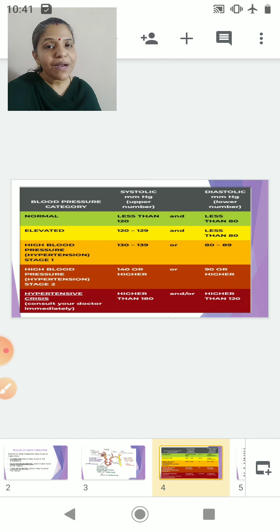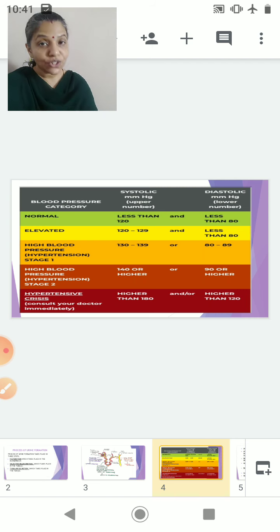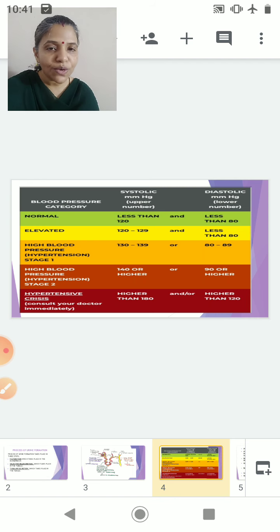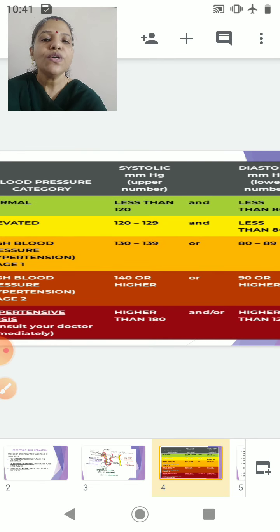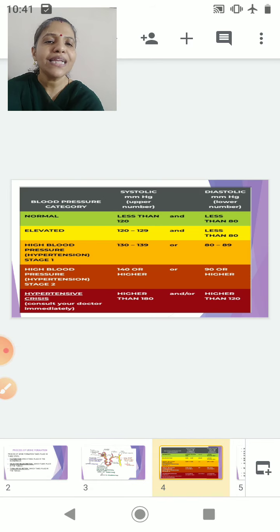Now systolic blood pressure is the blood pressure when the heart undergoes contraction. Systole means contraction. Whereas the diastolic blood pressure is the blood pressure which we get when the heart undergoes relaxation. So every human being has 2 blood pressures, one is the systolic pressure and the other is the diastolic pressure. Now I tell you the normal value. The normal value of the systolic pressure is less than 120 and the diastolic is less than 80.